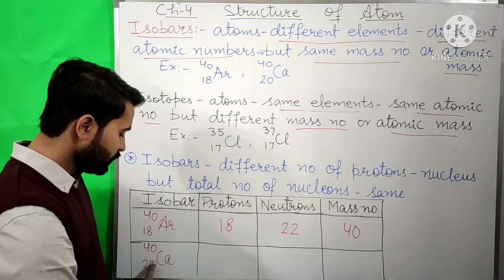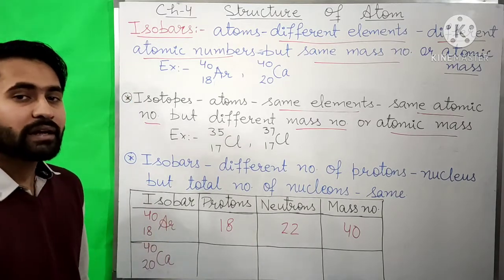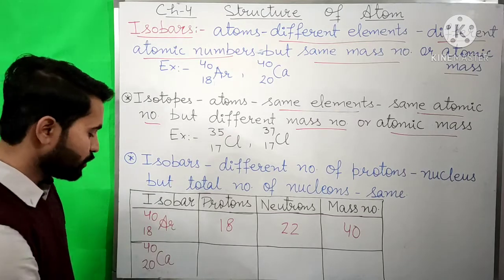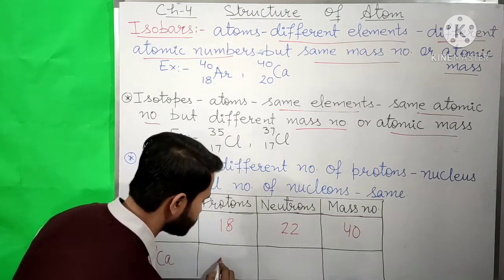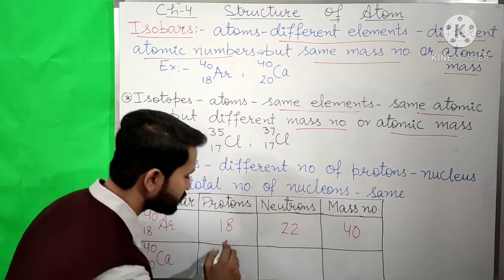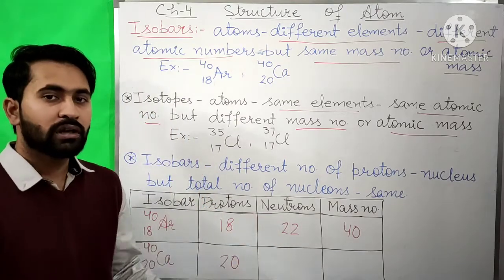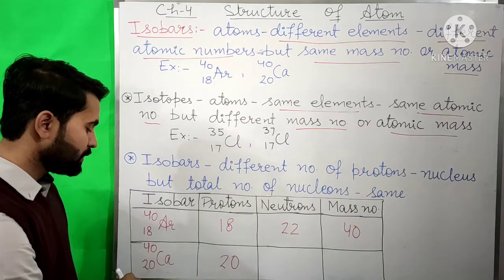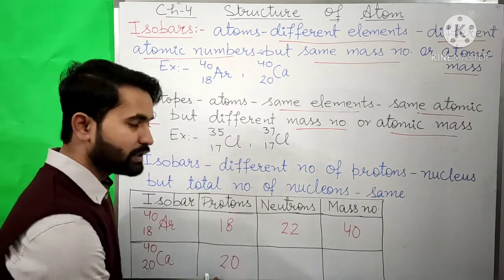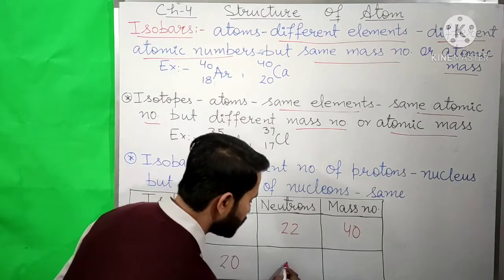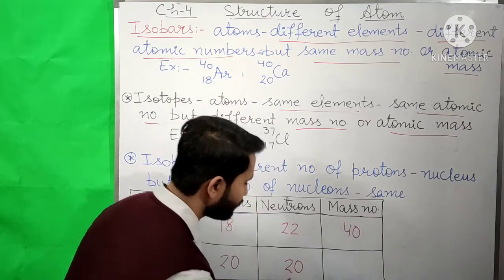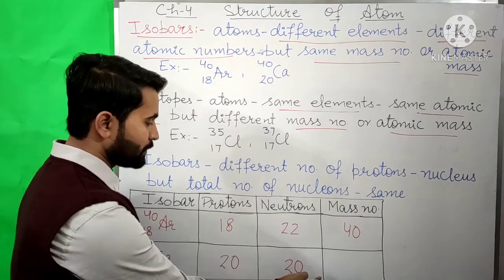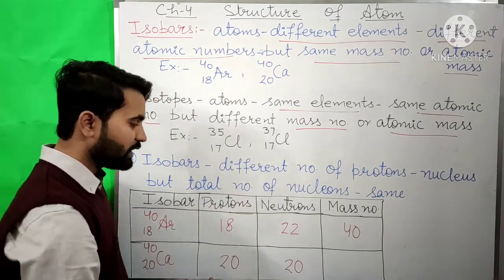Now in the case of 20Ca40, it will have 20 protons because its atomic number is 20. For the neutrons, we will subtract the number of protons from its mass number. So 40 minus 20 is equal to 20. So it will have 20 neutrons. Now the mass number will again be 40 here.